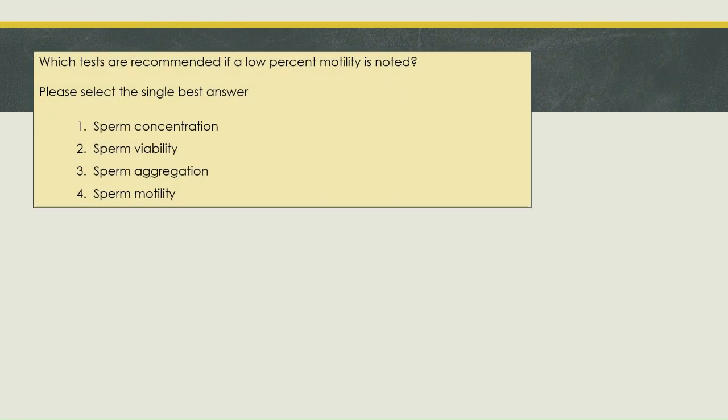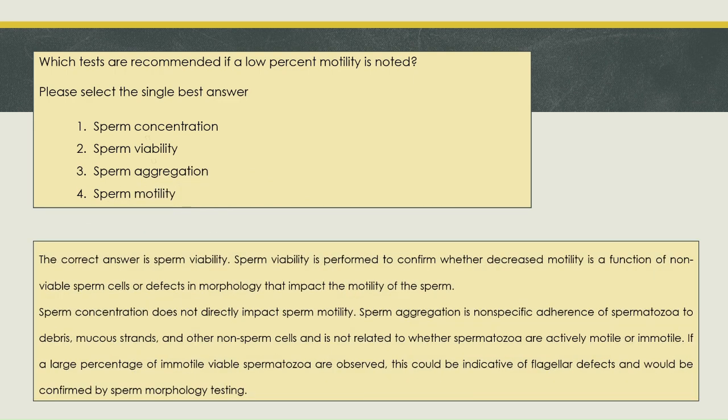Which tests are recommended if a low percent motility is noted? Please select the single best answer. 1, sperm concentration. 2, sperm viability. 3, sperm aggregation. 4, sperm motility. The correct answer is sperm viability.